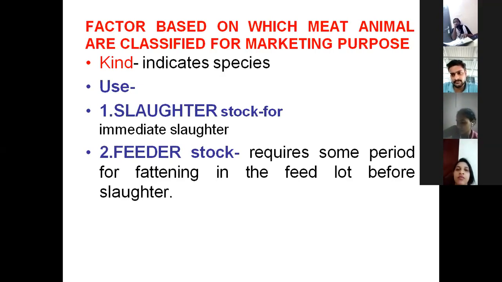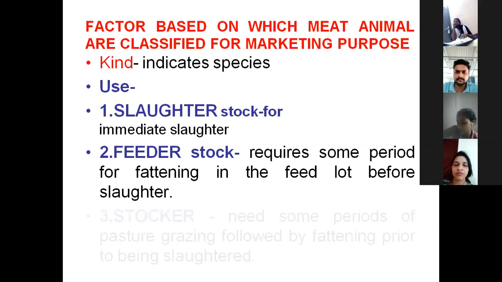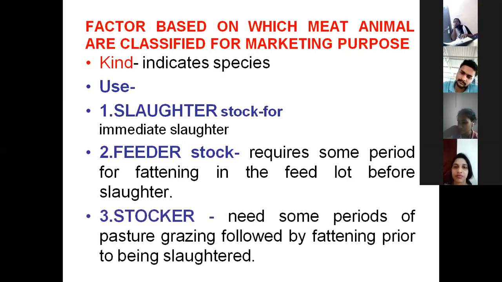Then we have the stalker. Stalker means, for example, you take the buffalo or cow, we purchase it from the market, we rear it in the field or we leave it in the estates, and it goes for grazing. Before the slaughter, we start feeding the concentrates to convert the stalker into feeder stock. I hope you understood. Yes?